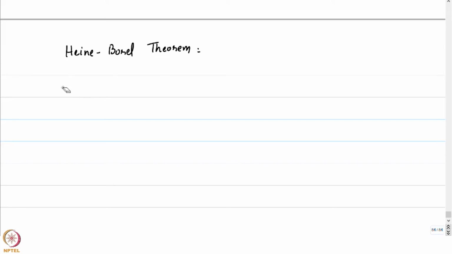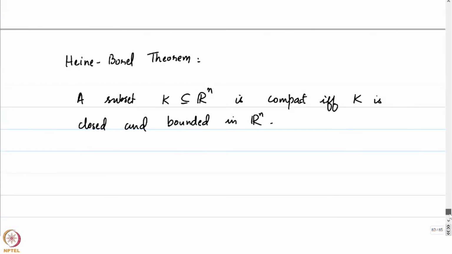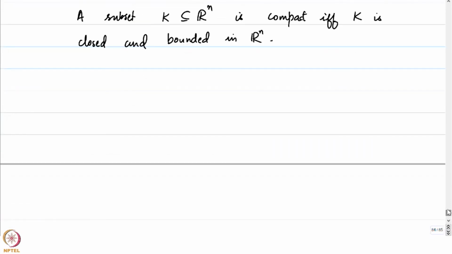So the theorem says the following: a subset K contained in Rn is compact if and only if K is closed and bounded in Rn. We didn't explicitly say what the metric is, but it's the standard metric that we will be working with. So let's prove this result. It's now actually quite straightforward for us. We have done all the preliminary work to prove this particular theorem.